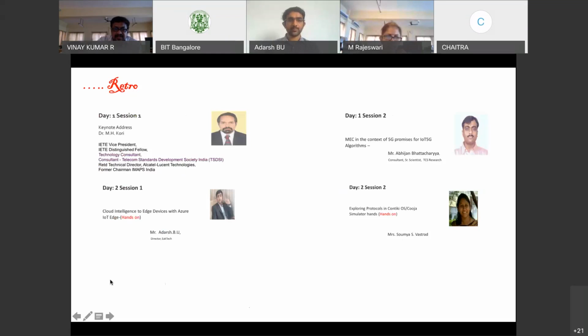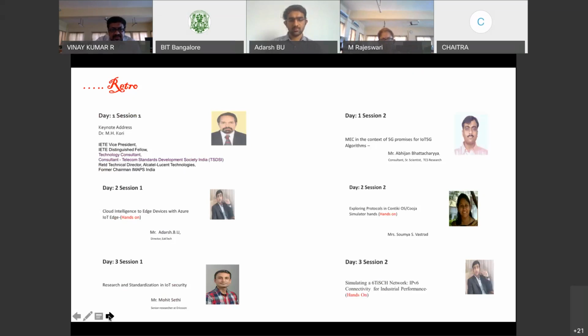And hopefully, we as research-interested faculty got involved in the hands-on session and benefited through the interaction with the speaker, Mr. Adarsh B.U. In the afternoon session, Mrs. Soumya S. Vastrat spoke on exploring protocols in the Contiki OS Cooja simulator, that also being a hands-on session.